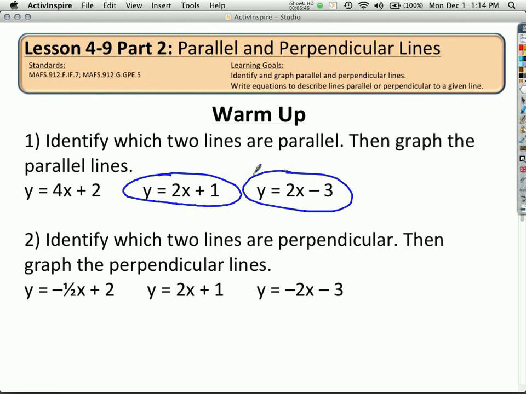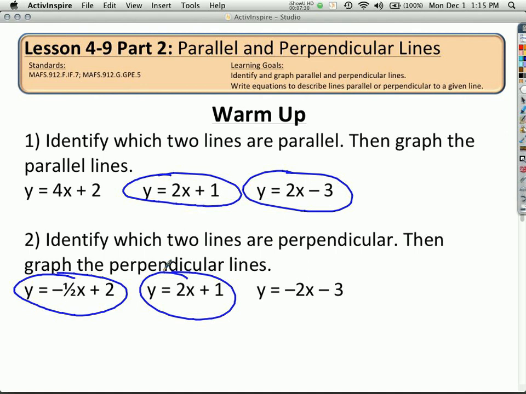Number 2, which two lines are perpendicular? I've got student number 2, student number 8, and student number 17. Student number 2, what'd you get? Y equals 2x plus 1 and y equals negative 2x. Okay, student number 8, what'd you get? I got y equals negative 1/2 x plus 2 and y equals negative 2x minus 3. Okay, so we have a disagreement. Student number 17. The two that are perpendicular are y equals negative 1/2 x plus 2 and y equals 2x plus 1.